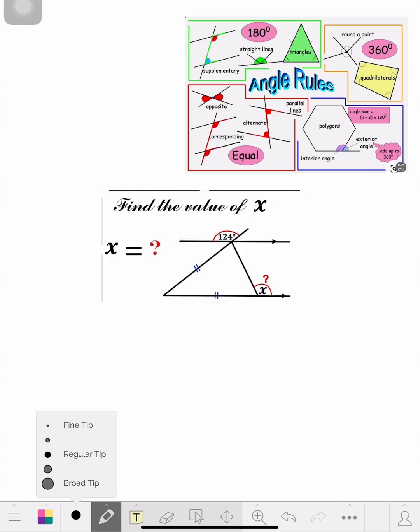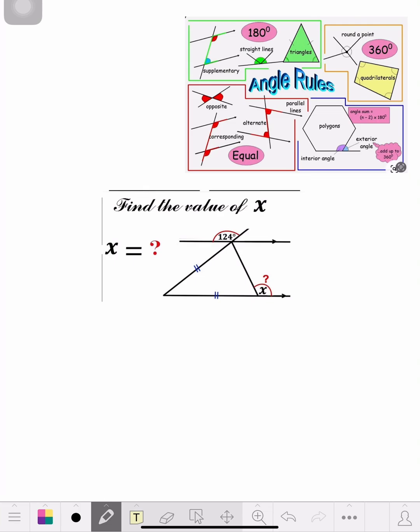The problem they gave us today is: find the value of x. X equals question mark. They gave us one angle, 124. They told us that two of the lines are the same, so that means the angles opposite those are the same. So we got some information.